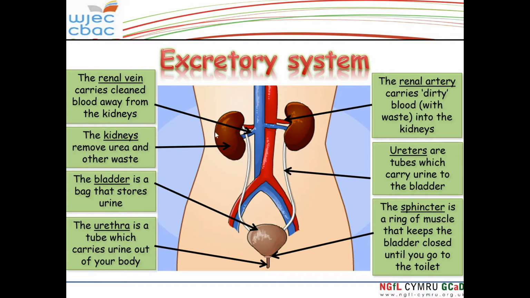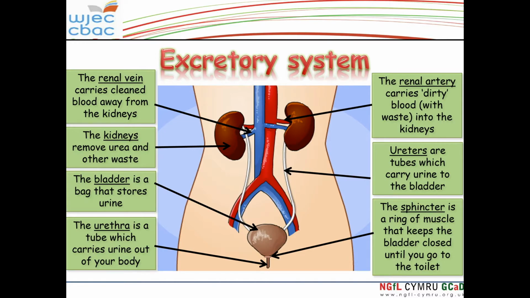So we're going to start with, first of all, the veins. We have the renal artery and the renal vein. Now, the renal artery is this red one here. Sometimes they will be coloured on your exam papers. Sometimes the exam papers are black and white. So you will need to be able to identify which one is the renal artery.